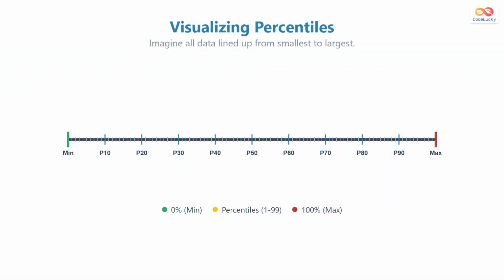To understand this better, visualize a number line where all your data is lined up from the smallest value to the largest value. The lowest value represents 0%, and the highest represents 100%. The percentiles are the steps in between, marked from 1 to 99.